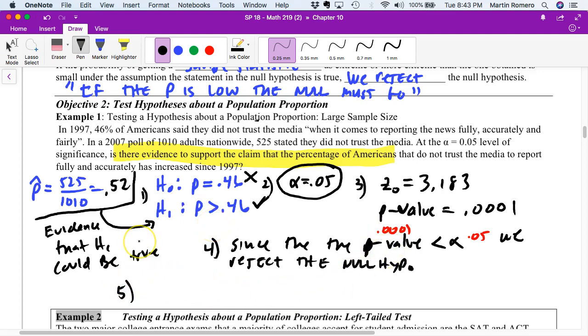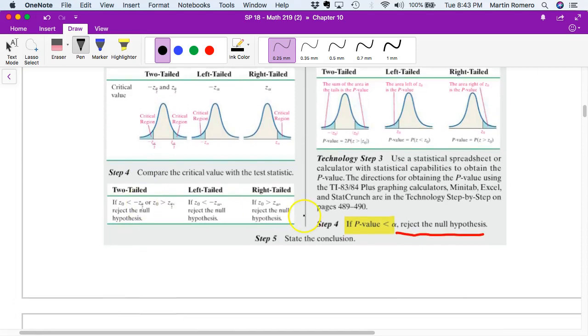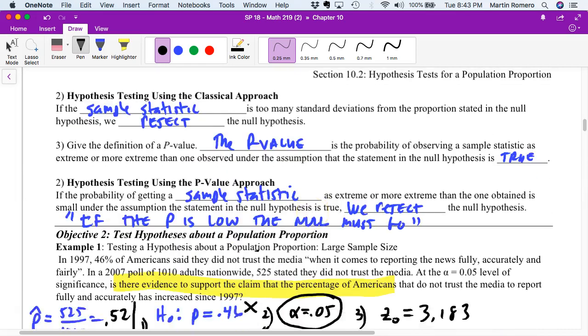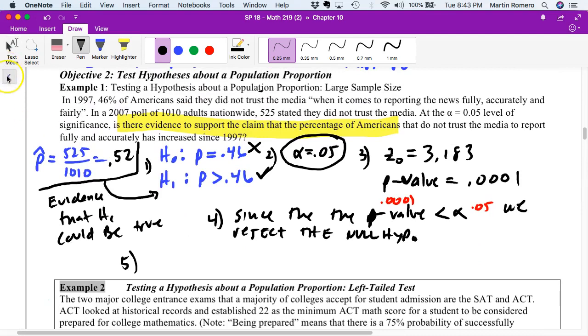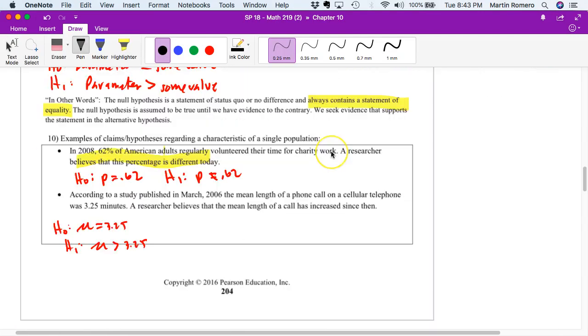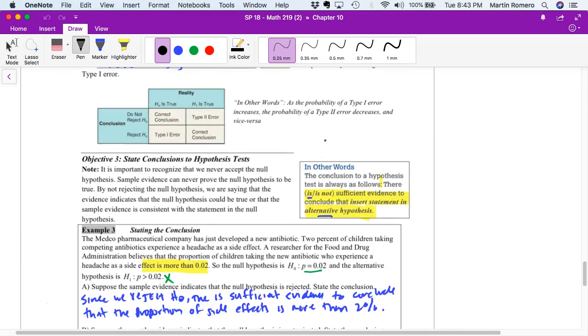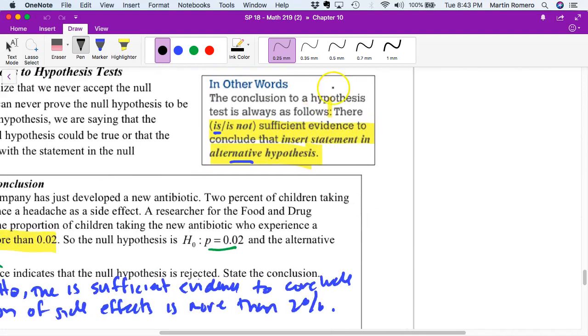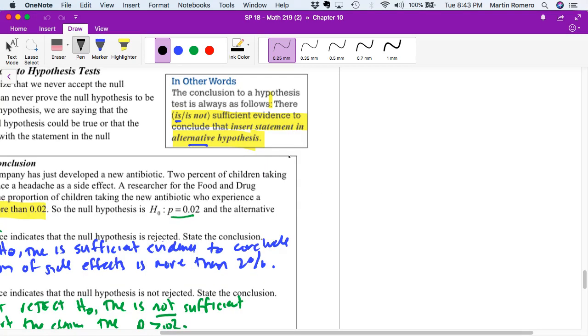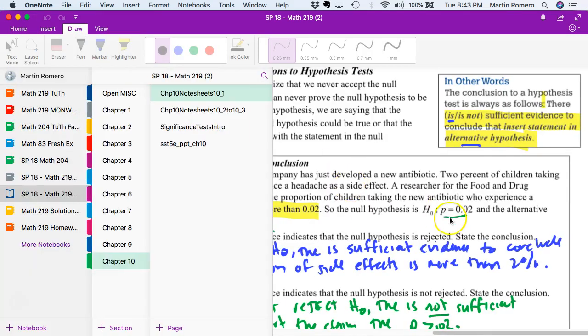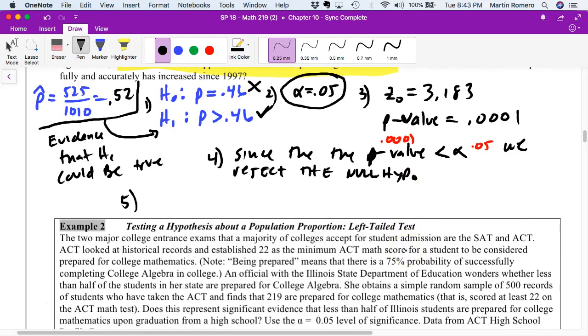Step 5 is then to state a conclusion. We need to recall from 10.1 how we state a conclusion. The conclusion to a hypothesis test is always as follows: there is or is not sufficient evidence to conclude that, and insert the statement in the alternative. So in this case, there is sufficient evidence. So step 5 is to write the conclusion.